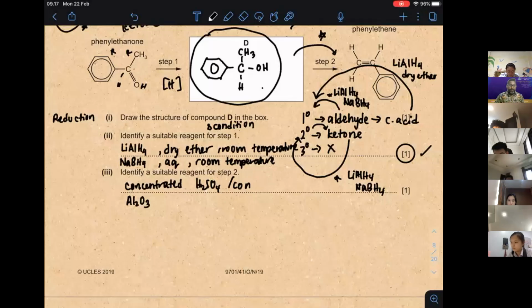Sorry guys, I got disconnected, but anyway, let me repeat again. So you need to know, whenever you do this, you need to use either concentrated sulfuric acid, or concentrated phosphoric acid, or you can use the Al2O3. Let me just double check for you whether you need to heat them up. Give me a second.